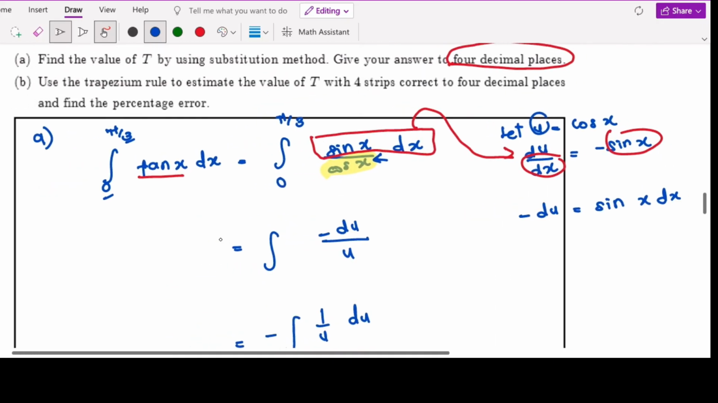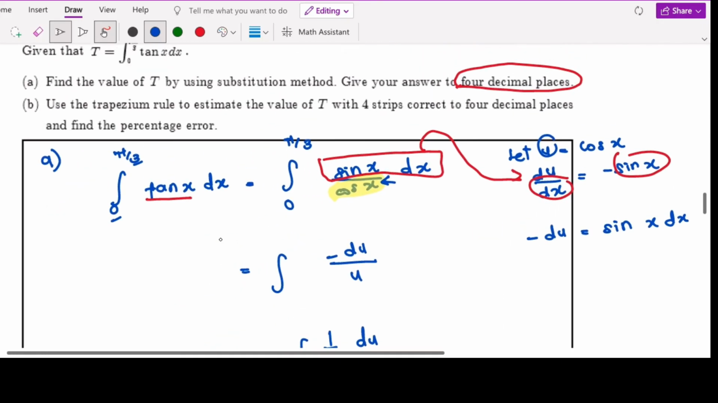Now let's do question B of example 24. The question asks you to use the trapezium rule to estimate. See the word here, estimate, meaning the approximate value. The value of t with 4 strips. The term used is strips, so you automatically know n is equal to 4. Correct to 4 decimal places and find the percentage error.